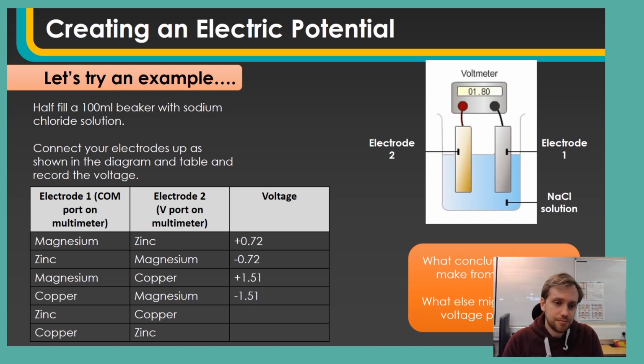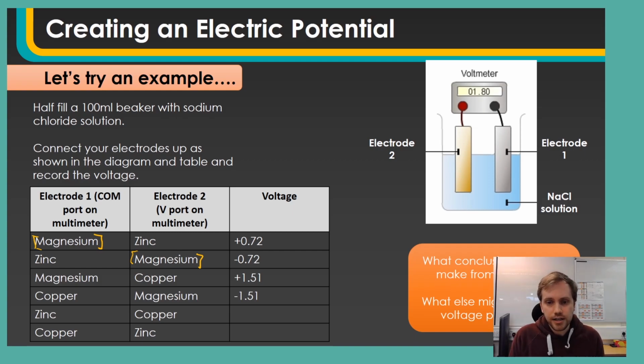If the most reactive metal, for instance in this first test, that's magnesium, if the most reactive metal is on electrode 1, then the voltage is positive. And if the most reactive metal is on electrode number 2, then the voltage induced is negative. And that's because the most reactive metal is the one that's got the greatest tendency to lose electrons. So it's losing electrons and sending them to the least reactive metal. And if you swap the metals over, that means the electrons are going to be flowing in the reverse direction.